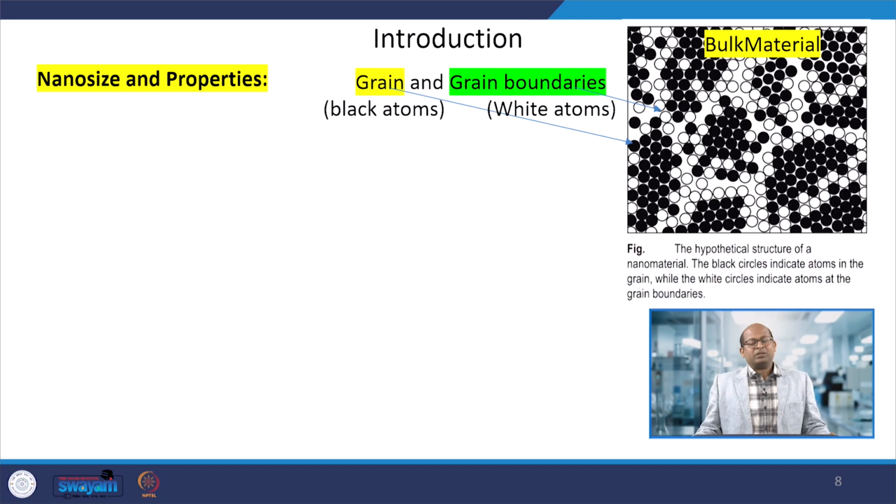So what are grain boundaries? Suppose here you can see a bulk material. In that material, you can see black circles and white circles. The black circles are atoms, and the white ones are atoms as well.